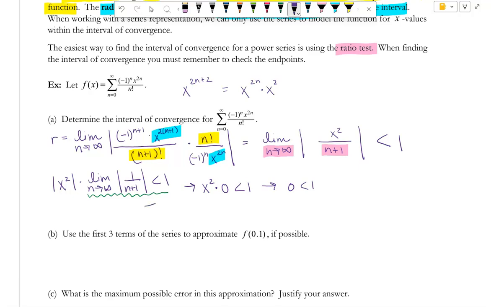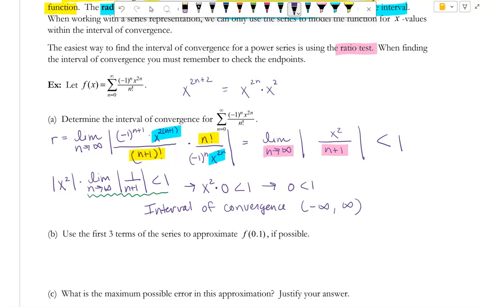So because of that, our interval of convergence is from negative infinity to infinity. In other words, it doesn't matter what value of x I plug into the function, the series will always give me the same value.